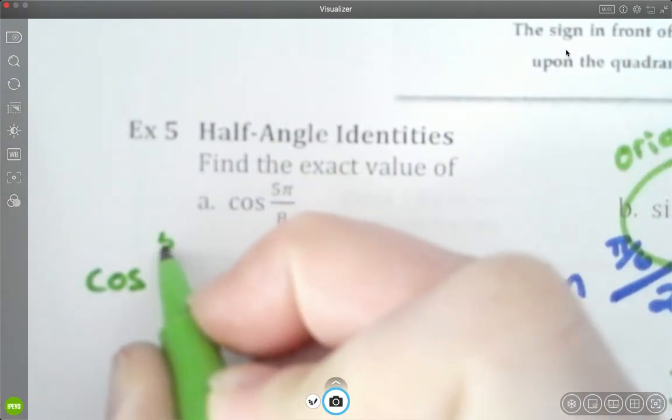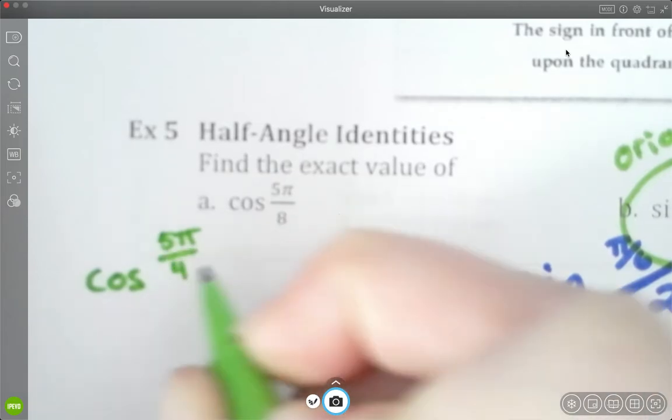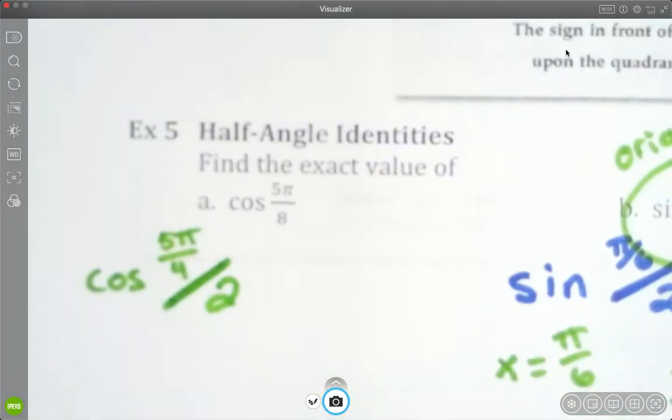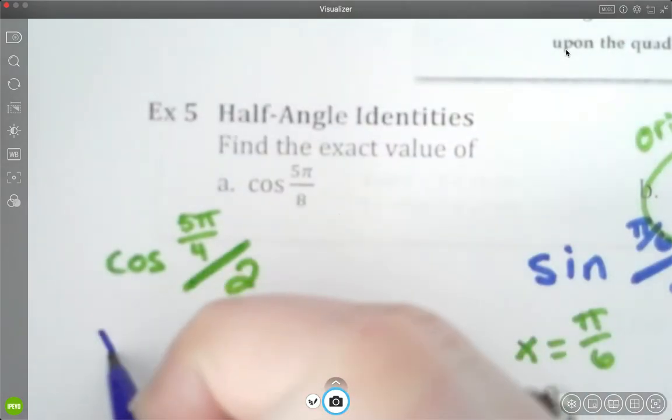5 pi over 4. 5 pi over 4 divided by 2, right? 5 pi over 8, I do not have on my unit circle, but I do know that if I take 5 pi over 4 and divide by 2, that will give me 5 pi over 8, yeah? Okay? Good? So in this case, what is x equivalent to? The x that I'm using is 5 pi over 4.